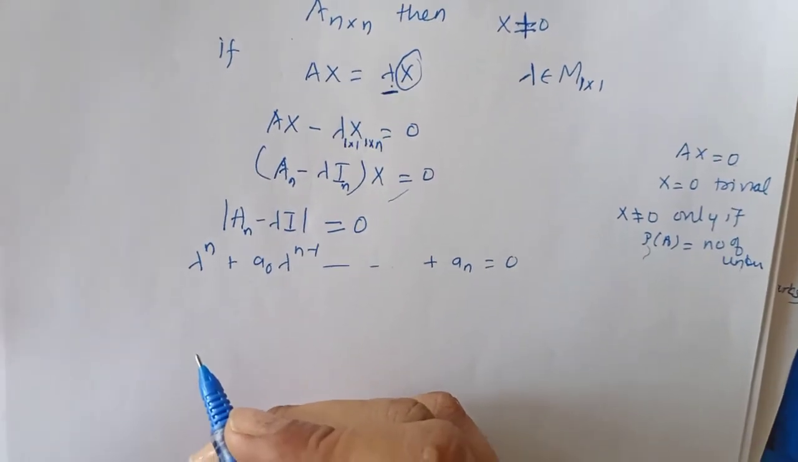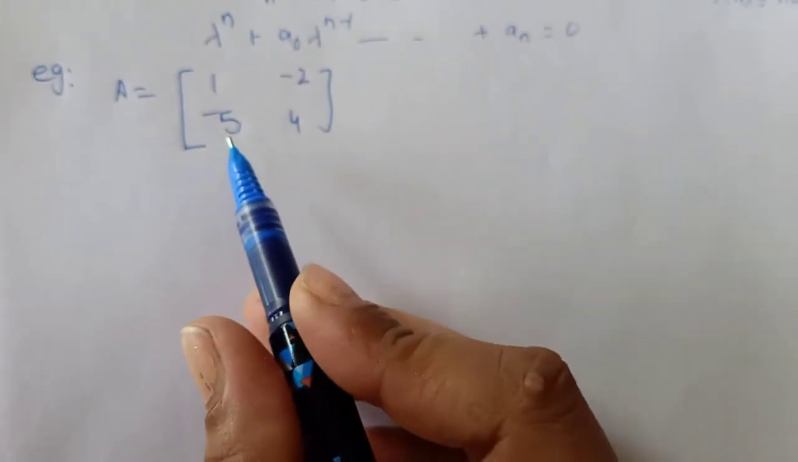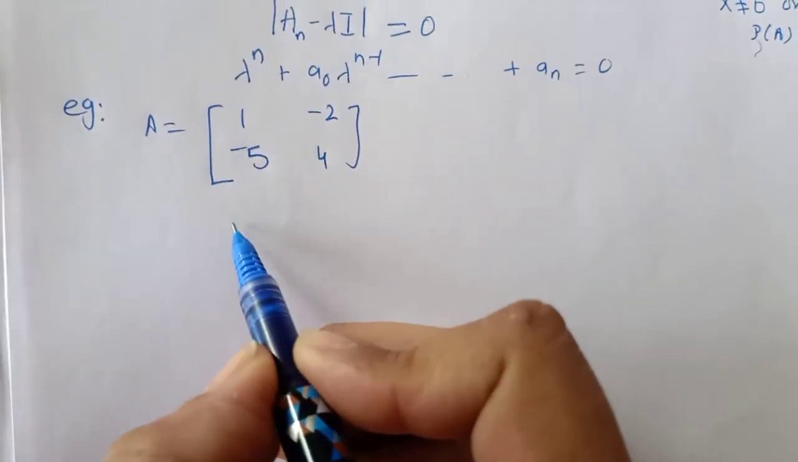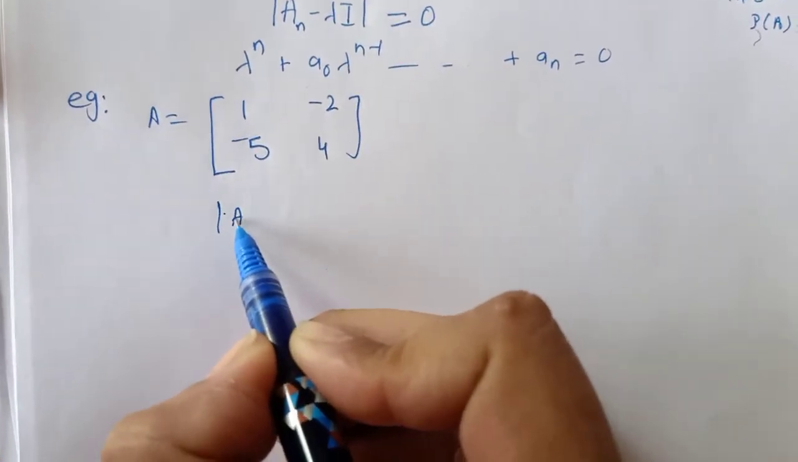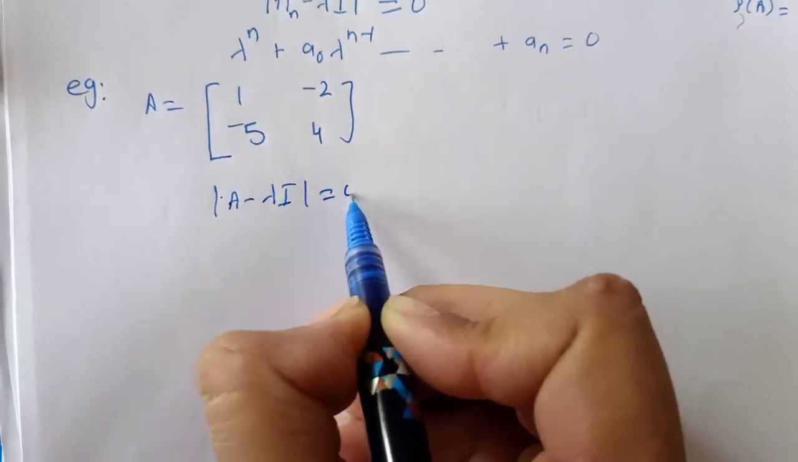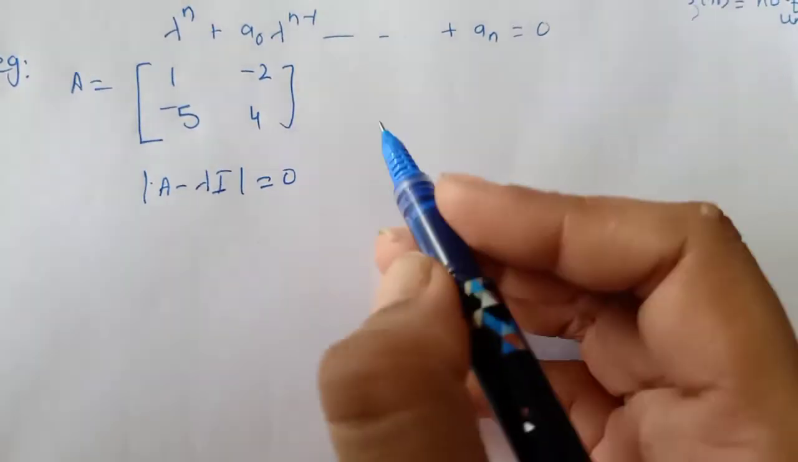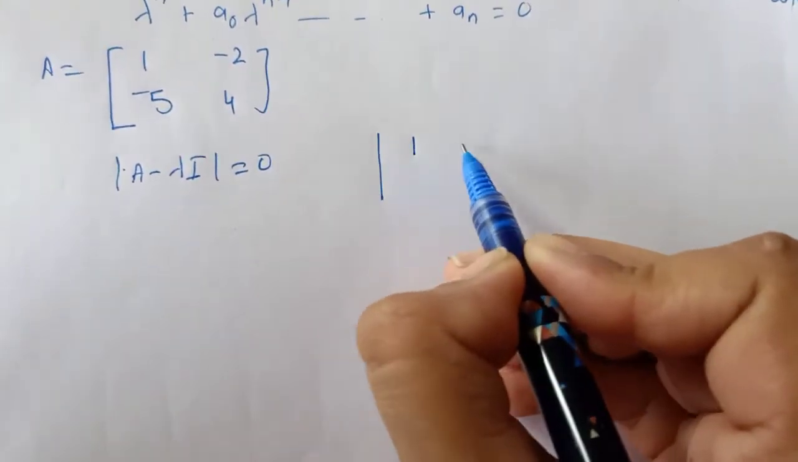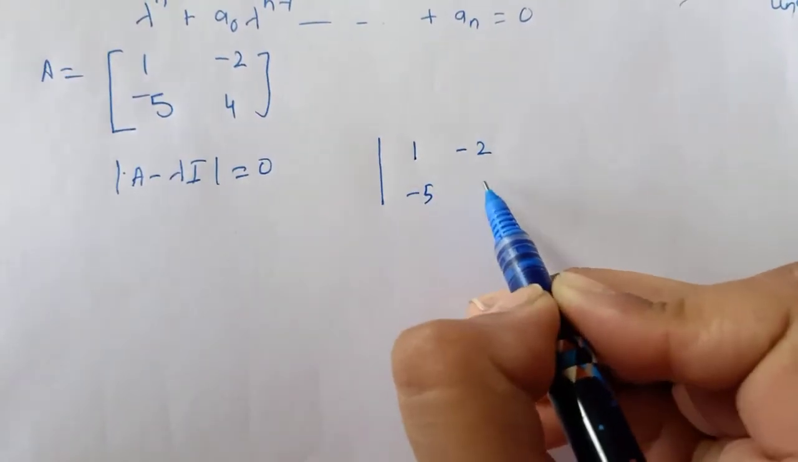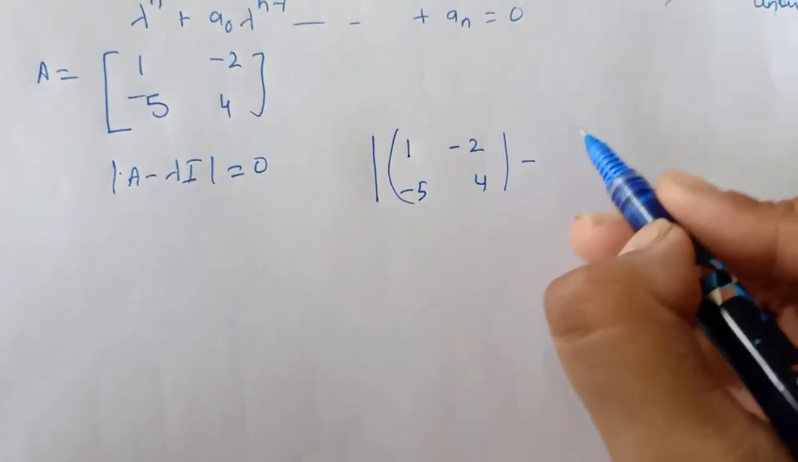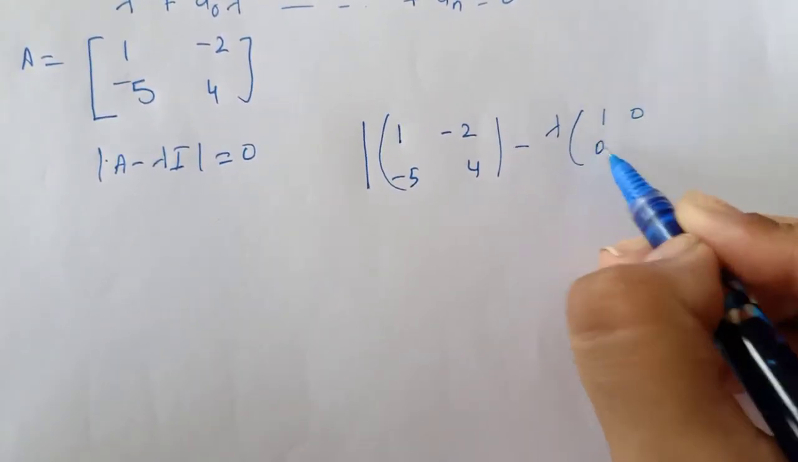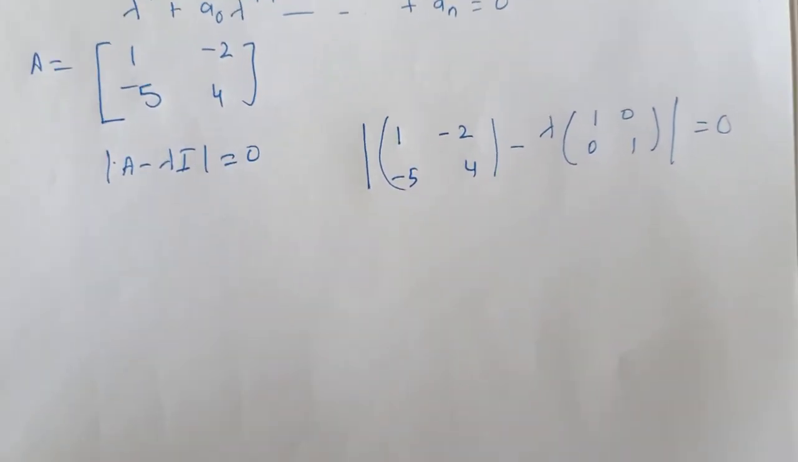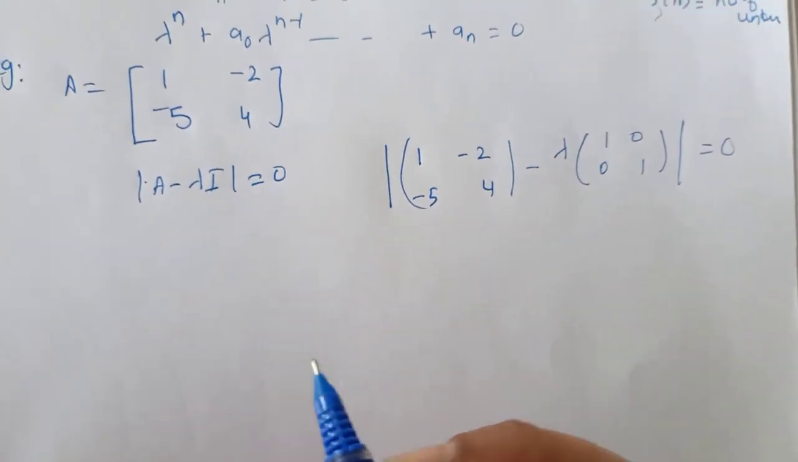So let me explain you with an example. So I am finding eigenvalues of this matrix A. So let us form the characteristic equation. Characteristic equation is determinant of A minus lambda I is equal to 0. So I will write 1, minus 2, minus 5, 4, this is our A, minus lambda times I, it is 1 0 0 1, and determinant of this complete thing is equal to 0.